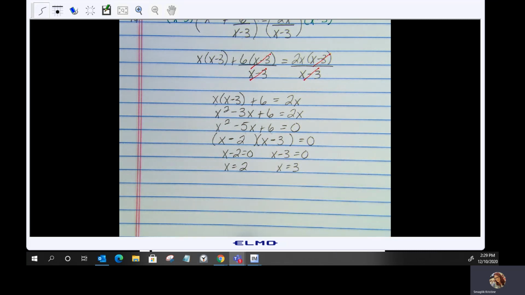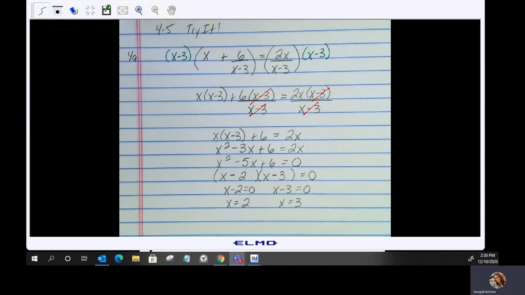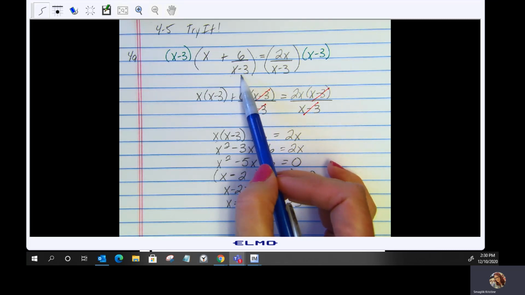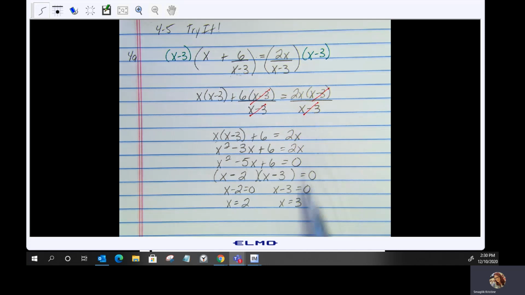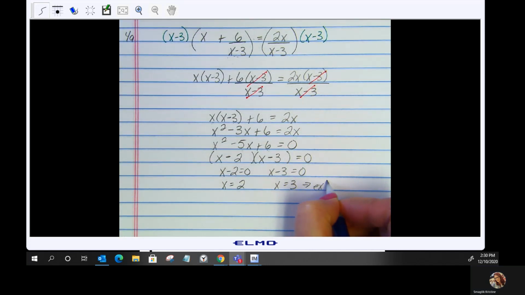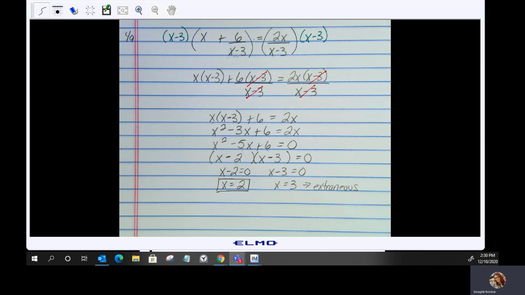But we're not done yet. We have to make sure we don't have any extraneous solutions. So if you go back up to the original problem, notice if x equals 3, 3 minus 3 is 0. That puts a 0 in the denominator, which is not allowed. That creates an undefined function. So therefore, x equals 3 is extraneous. So my solution is x equals 2.